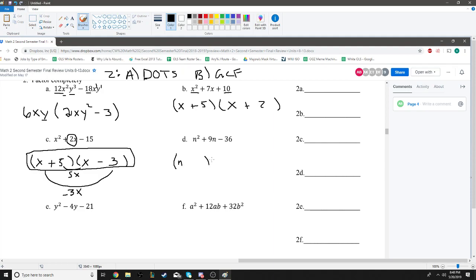So again, first things need to multiply to be n squared. Last 2 need to multiply to be 36. I'm thinking 12 and 3. 12 times n is 12n. N times 3 is 3n. And since it needs to be a positive 9, that's a positive 12, negative 3.